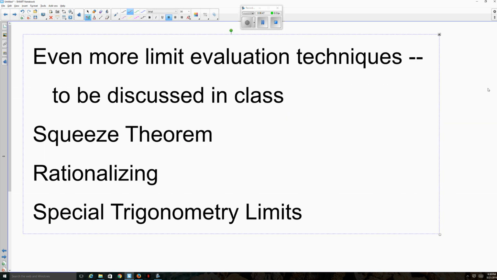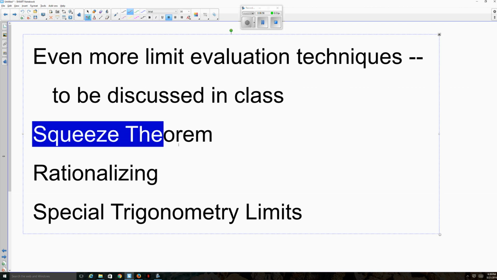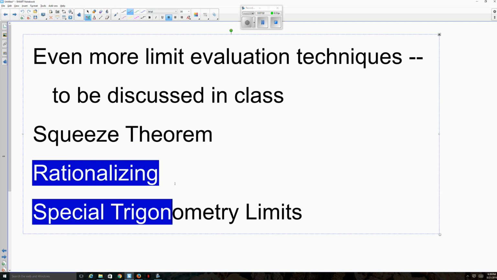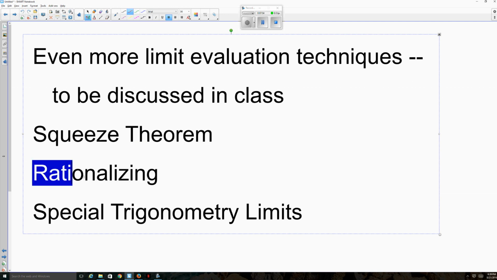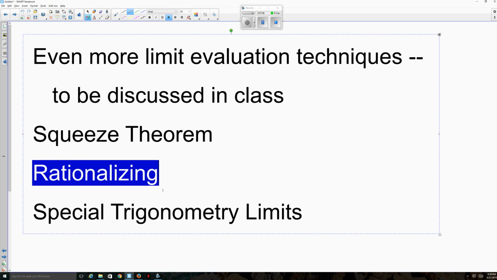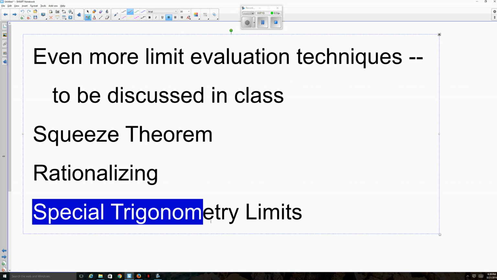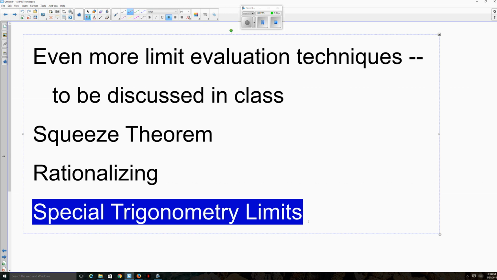Okay, so there are a lot more that we're not going to put on this video. We're going to discuss these all in class, and I'll show them all to you. Okay, so we have what's known as the squeeze theorem. Okay, we'll do a few exercises with those. We will rationalize, okay, with radicals. So hopefully you remember how you rationalized in college algebra and algebra 2. And then we're going to look at 2 special trigonometry limits that will help us out.